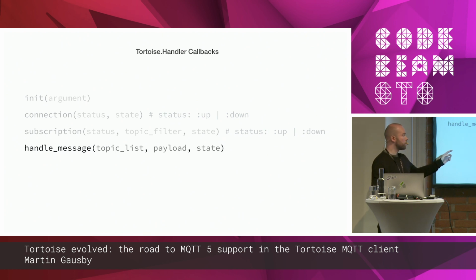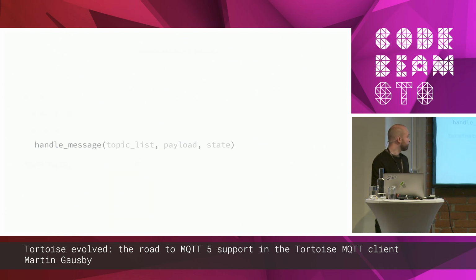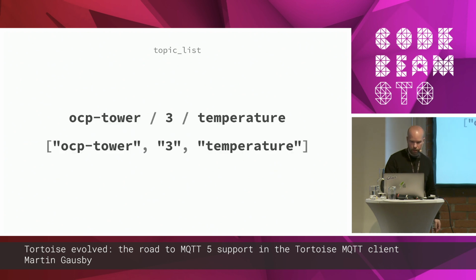When we receive a message from one of our subscriptions, then it looks like this. And of course, we got the terminate, like you would expect from any good OTP behavior. So let's look a bit at the handle message, because I have written topic list. What's up with that? It's basically because lists are better for pattern matching than a string.